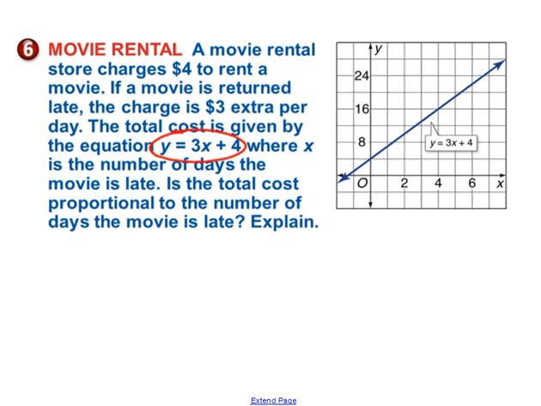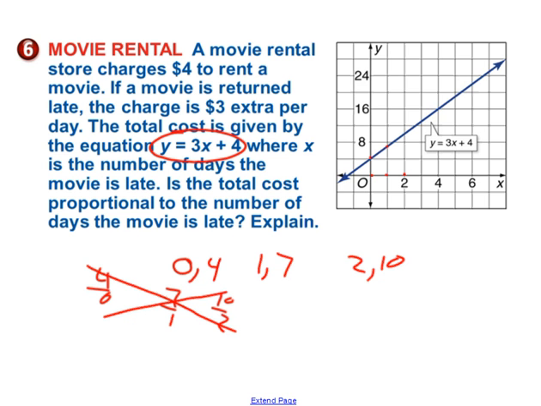Well, let's check it out. The first value we've got here is (0, 4). The next value we've got is (1, 7). The next value we've got is (2, 10). We need to see if those ratios are the same. Is 4 to 0 the same as 7 to 1? Is it the same as 10 to 2? And we can see that those are not a constant ratio, so this is not a direct variation.